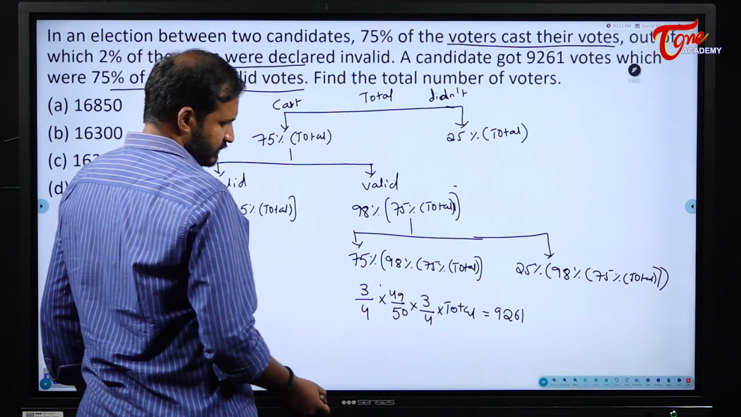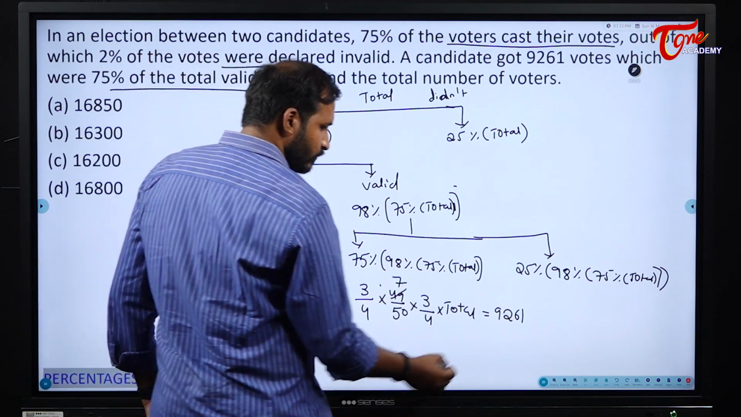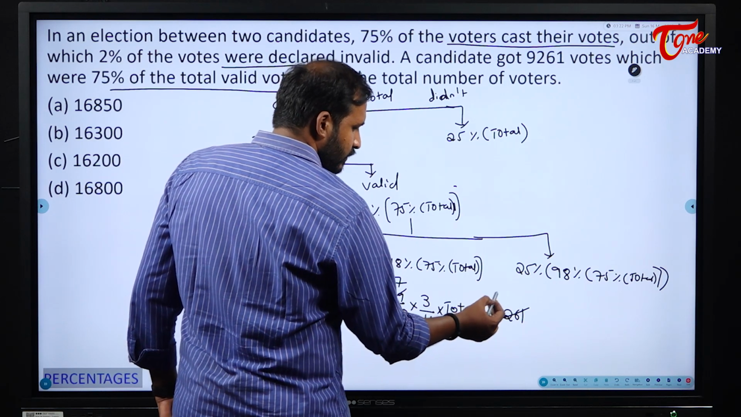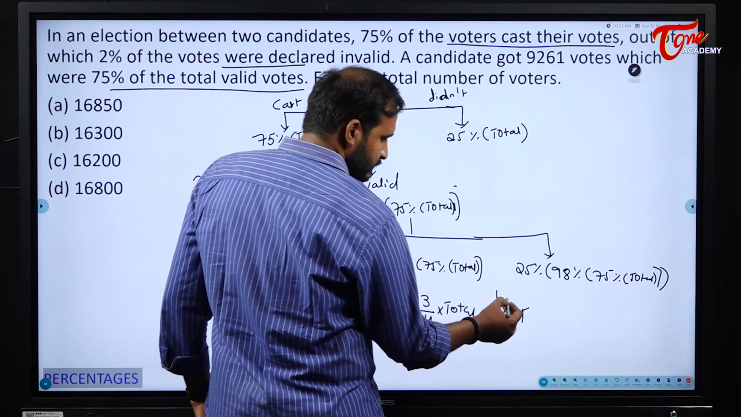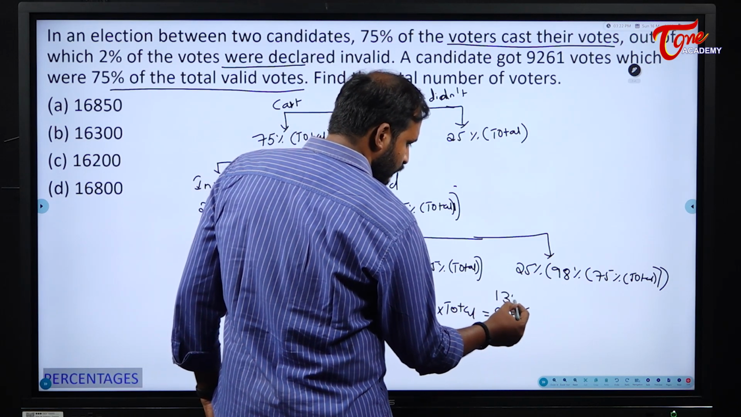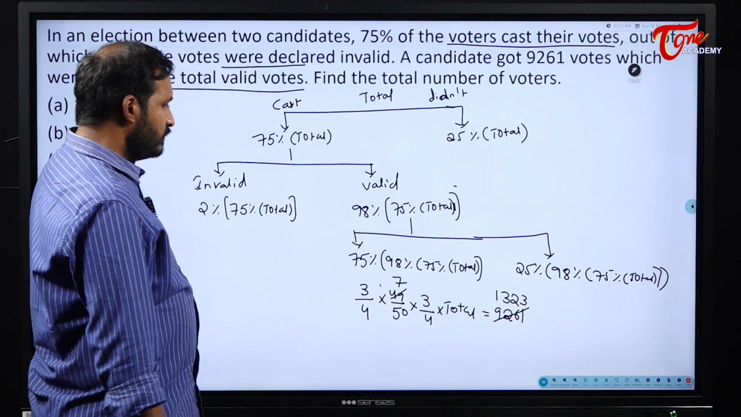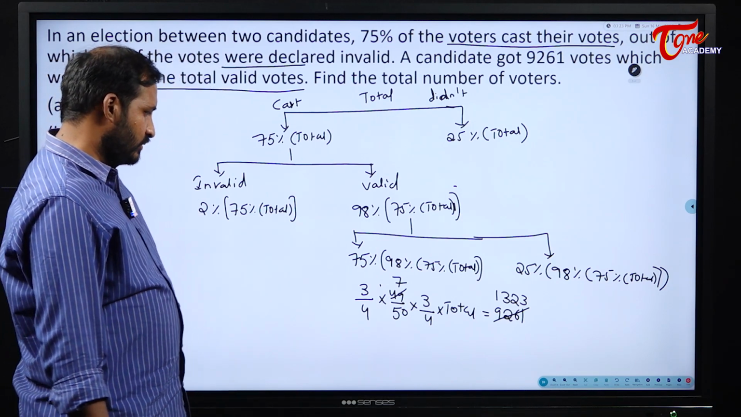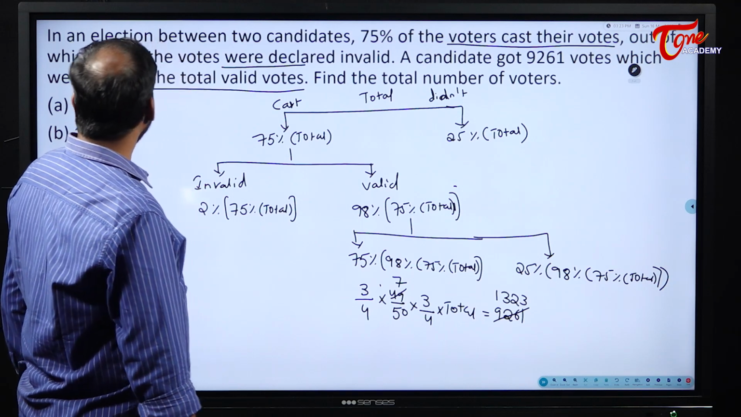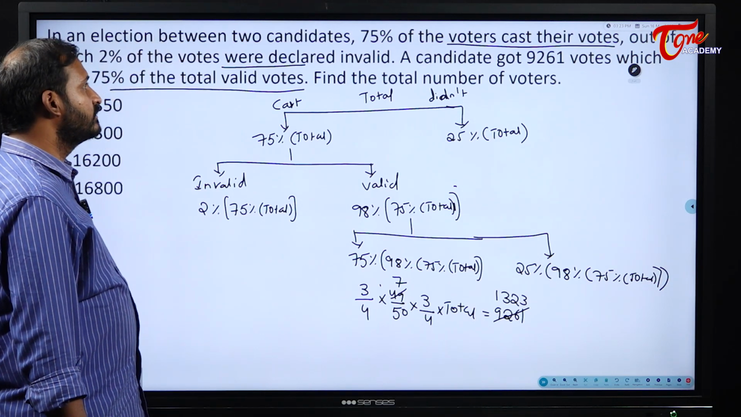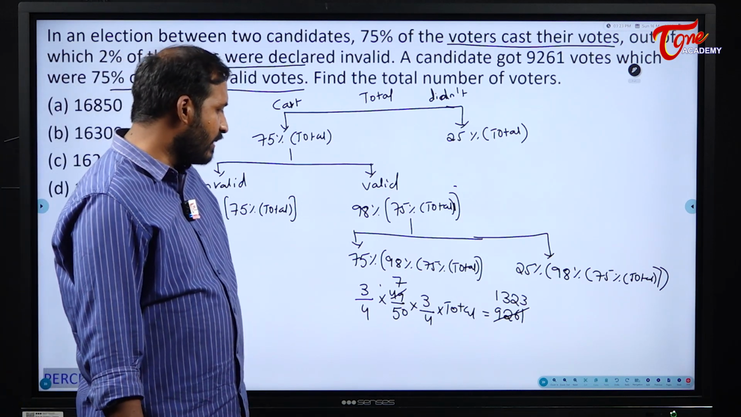If I go with the 7 table, 7 sevens are 49. Okay, good, superb. Here what will I get? 1 time. I will be left with 22, means 3 times. Next 2 times and 3 times. Right. So next what are we going to get here? Out of which 2% of votes were declared invalid. Okay, right. Now what will happen for us here?